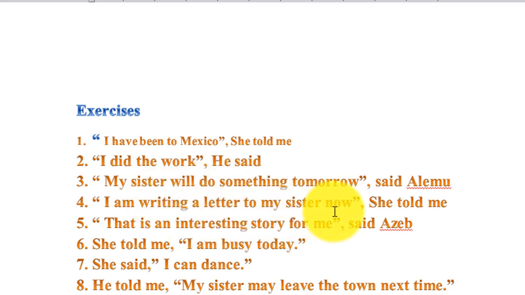Question number 4: "I'm writing a letter to my sister now." In this example I included all the elements, the pronoun, the tense and the time expression, to show how to change them. She told me that she was writing: the present continuous is converted into the past continuous.